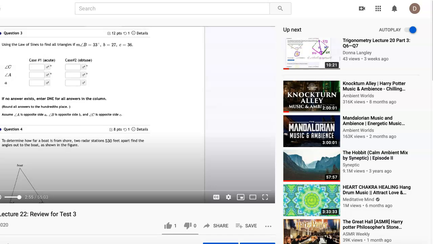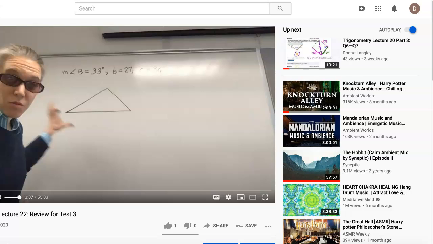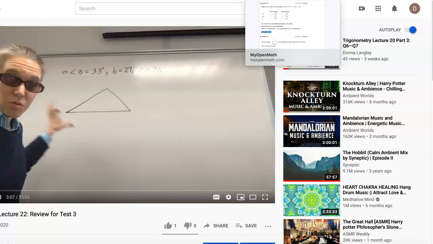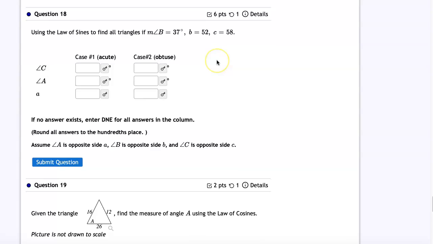Number 3, we are looking at the ambiguous case using law of sines, so we need to find both scenarios of the triangle, and I'll do this one on the whiteboard. So to see the rest of this lecture, just go on over to lecture 22 review for test 3, and you'll be able to see the rest of this problem, which is great because I already went through it very thoroughly in that lecture, and so that would be question 18.